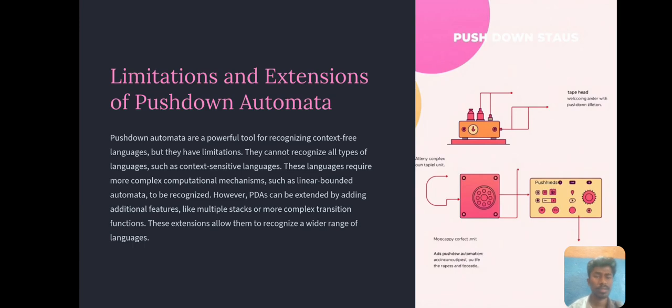Limitations and extensions of pushdown automata. Pushdown automata are a powerful tool for recognizing context-free languages, but they have limitations. They cannot recognize all types of languages, such as context-sensitive languages. These languages require a more complex computational mechanism such as linear bounded automata to be recognized. However, PDAs can be extended by adding additional features like multiple stacks or more complex transition functions. These extensions allow them to recognize a wider range of languages.